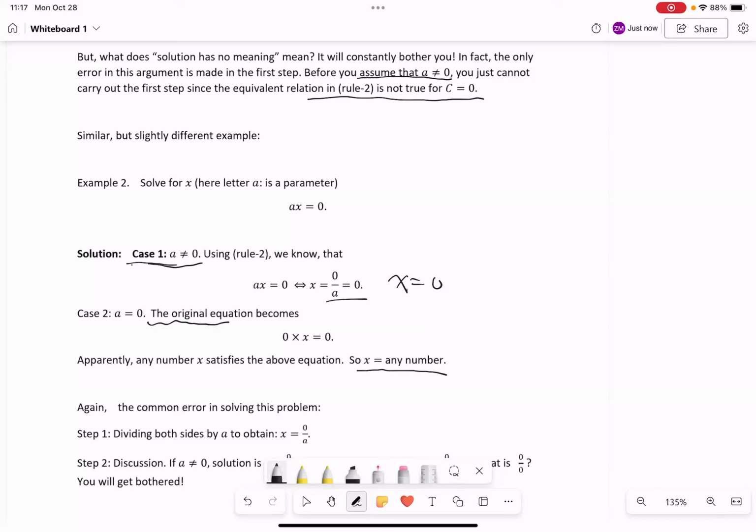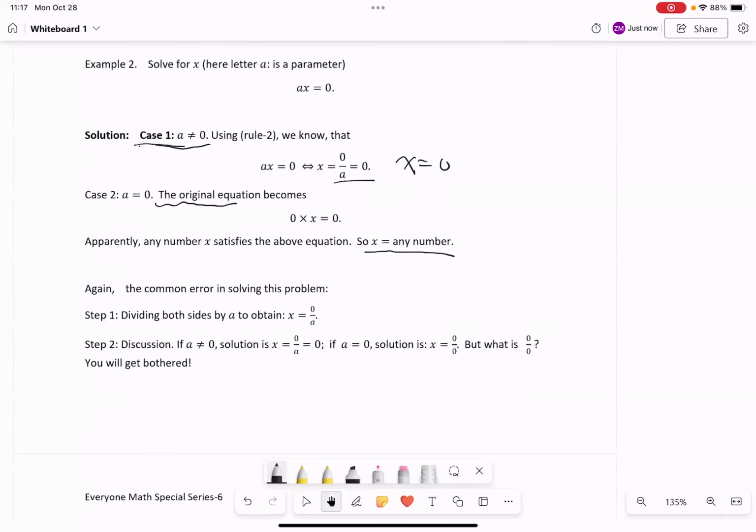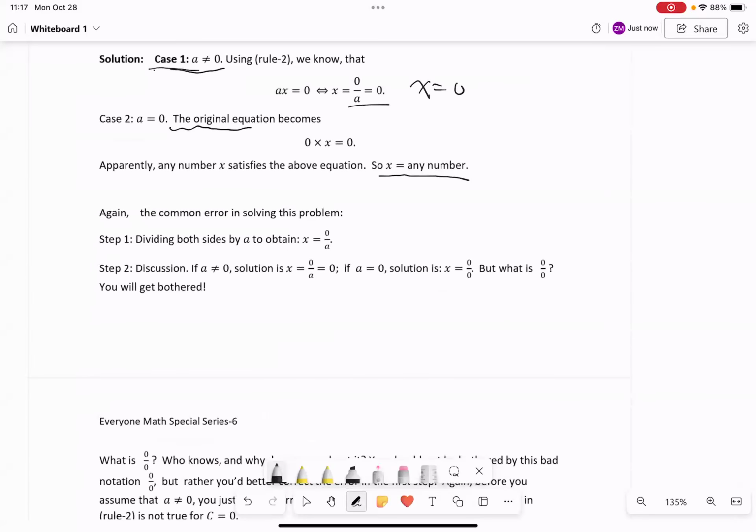Again, the common error in solving this problem will be the same thing. Some people say, well, first of all, let's divide both sides by a. We get x equals 0 over a. Then second step, we discuss that if a is not 0, yes, we get the solution here. But if a is 0, we get x equals 0 over 0. Then students wonder, hey, what is 0 over 0?